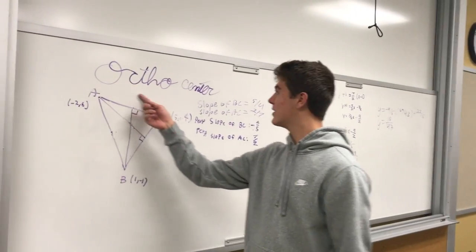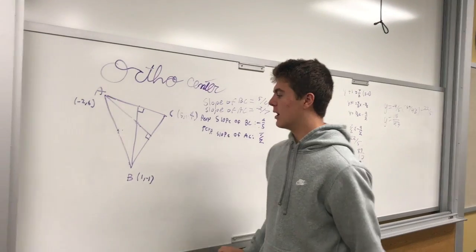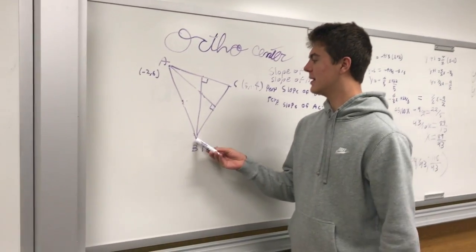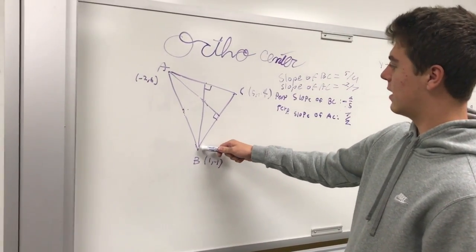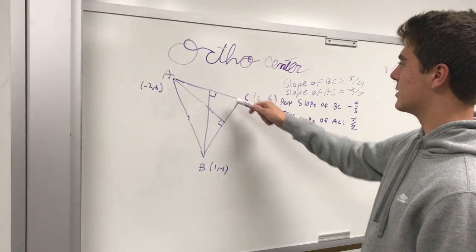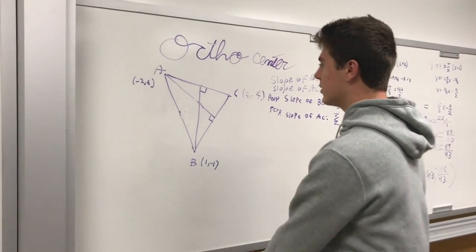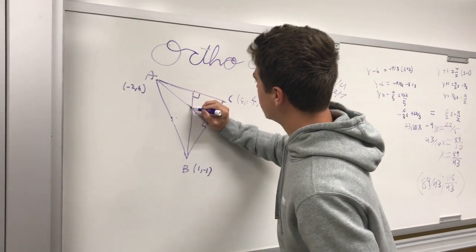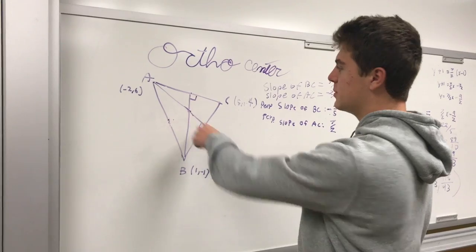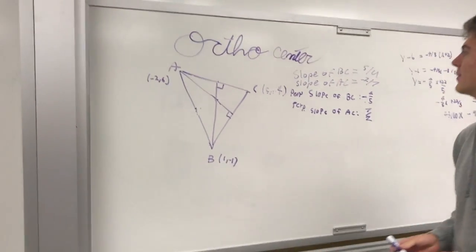Hey guys, today we're gonna find the orthocenter of the triangle. And all the orthocenter really is just where the vertex of the triangle hits the opposite side at a 90-degree angle. So we only need to find 2 altitudes because the third one will just cross them as well.